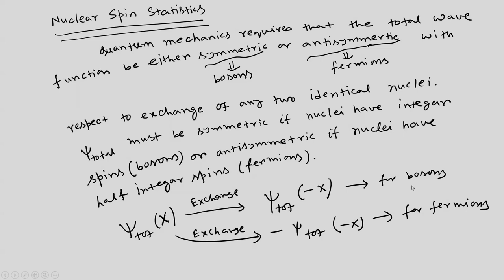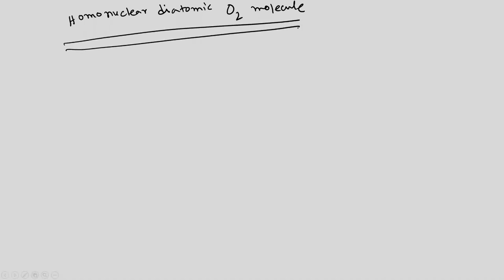Okay, so we consider one homonuclear diatomic molecule like oxygen. So for the homonuclear diatomic oxygen molecule, O2 here, we will discuss elaborately about nuclear spin statistics. So, for the O2 molecule, the O16 nuclei have spin I equals to 0. So, these are bosons.